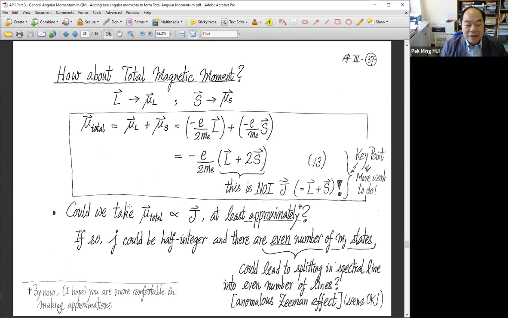So at this point, just be careful. Formally, the total magnetic dipole moment does not go with J. Later on, of course, we liked this relationship or this form very much. We are going to find some way to approximate this form out. And how? That is the interesting point to discuss later on. So this is just a warning sign.